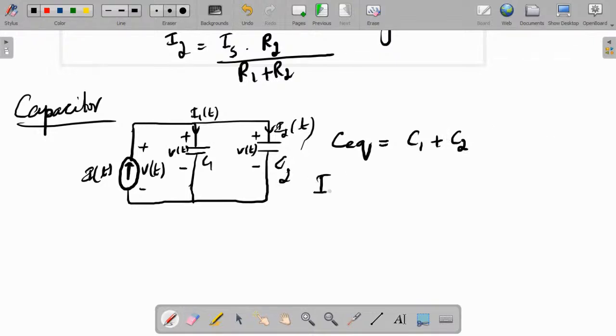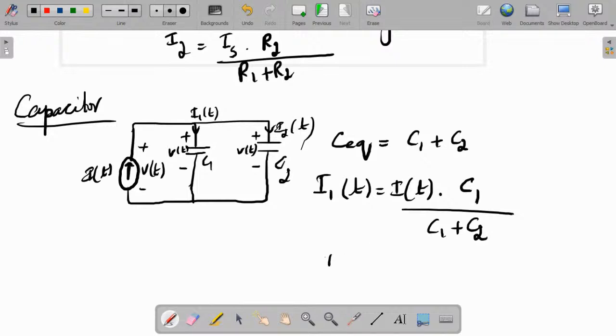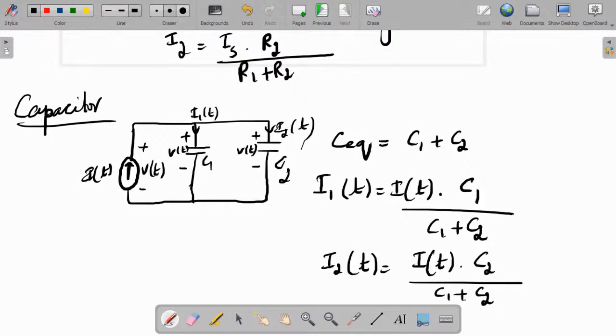Similarly, the current through capacitance C1, I1 of t, is given by the total current I of t into the associated capacitance C1 divided by C1 plus C2. Only the capacitor does everything the other way around, so remember that as important. So I2 of t is nothing but I of t into the associated capacitance C2 divided by C1 plus C2. This is the current division rule in case of a capacitor.